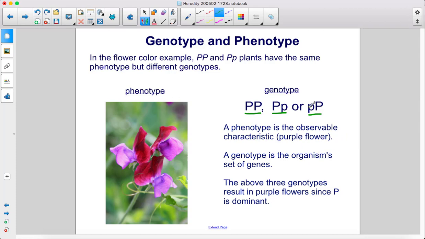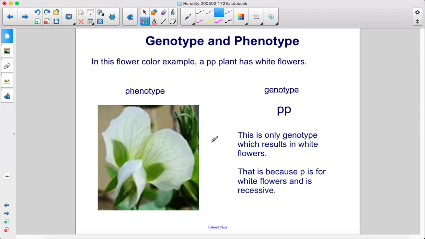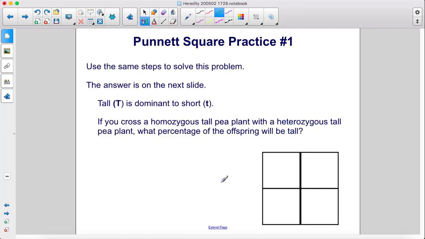The above three genotypes result in purple flowers, since capital P is dominant. In this flower color example, a lowercase p plant has white flowers, so both p's are lowercase. This is the only genotype which results in white flowers. That is because lowercase p is for white flowers and is recessive. Use the same steps to solve this problem. The answer is on the next slide.